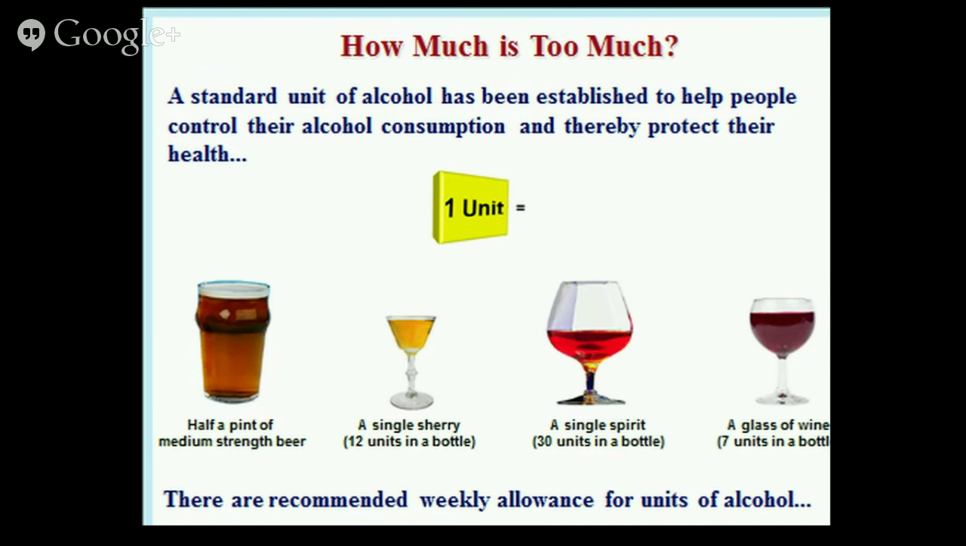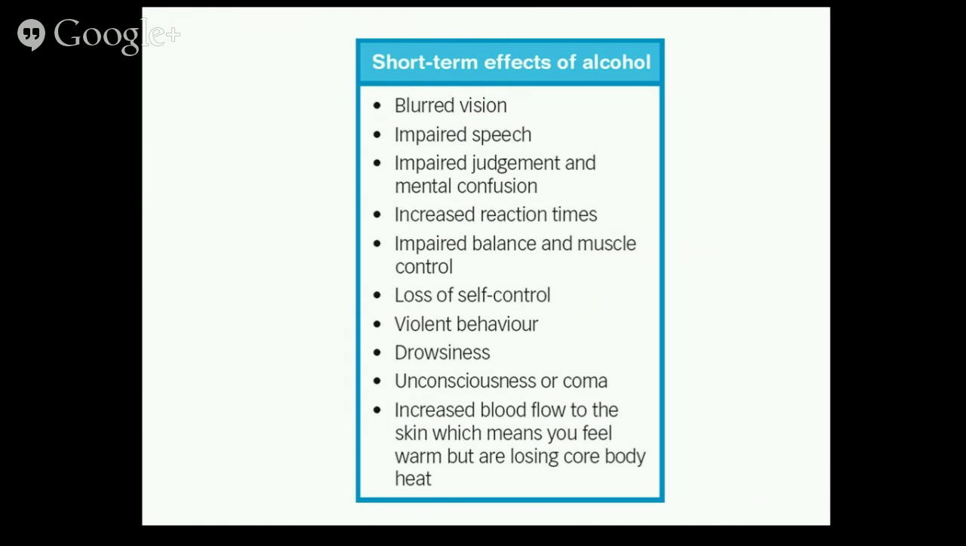Now usually you will be given a table of data to say how much alcohol is allowed and isn't allowed, and you'll have to work it out because it's measured in units. I'm not going to worry too much about it here because, like I say, you'll be given the information. You might be asked to list some short-term effects of alcohol. You don't need to know all of these. I've just learned three. Blurred vision, impaired speech, increased reaction time, loss of self-control. Some people have violent behaviour and that kind of thing.